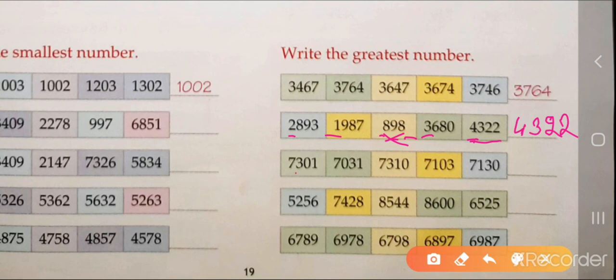This is 7, this is 7. You have to find out the greatest. Okay, keep it in mind. This is 7, this is also 7, so let's check the next place values. This is 3, this is 0, this is 3, this is 1, and this is 1. So which one is greatest? Then obvious 3 is greater.